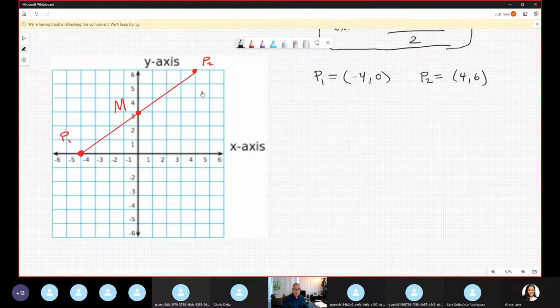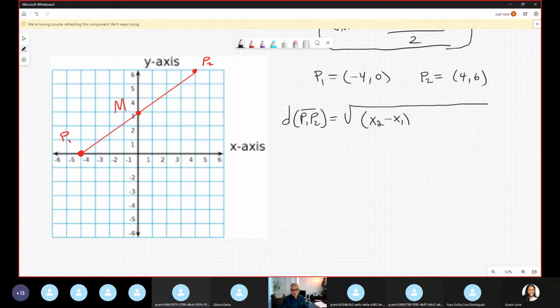So first of all, I put the formula. Let me write this notation. The distance between P1, P2 segment is the square root of (x2 minus x1) squared plus (y2 minus y1) squared. And who are x2, x1, y2, y1? This is x1, y1, because it belongs to point 1. This is x2 and y2.